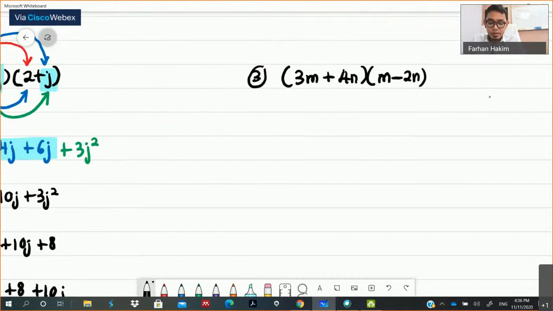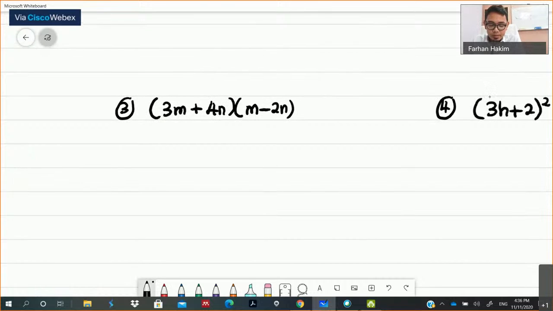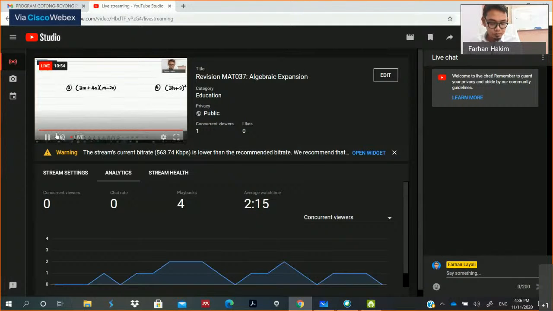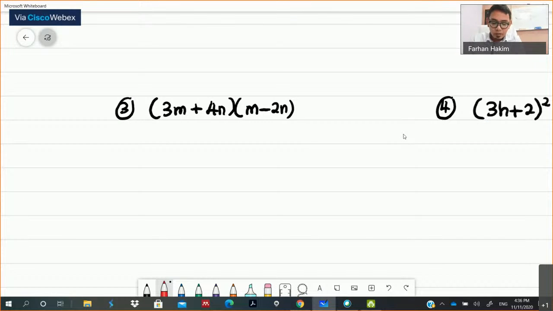So now, let's go to number 3. Suppose we want to multiply this 3m with m here. So multiplying 3m with m, we will get 3m square, because m multiplied by m will get m square. Now we multiply 3m with negative 2n.